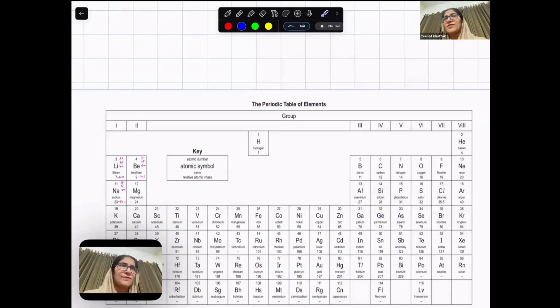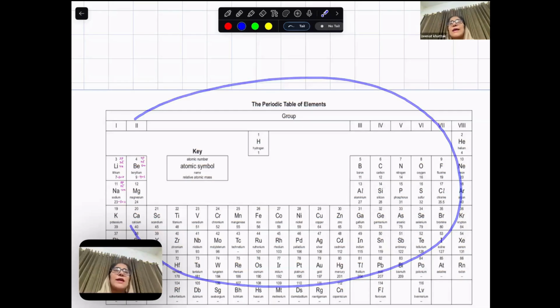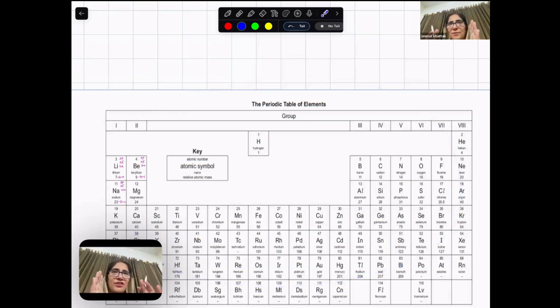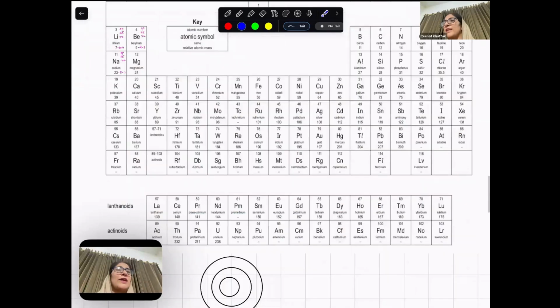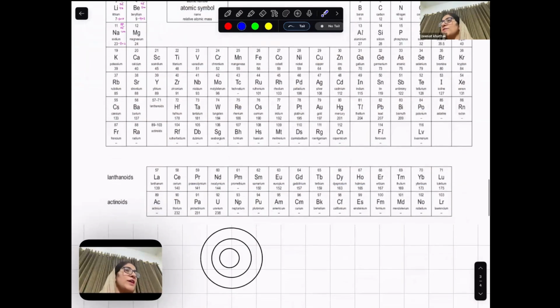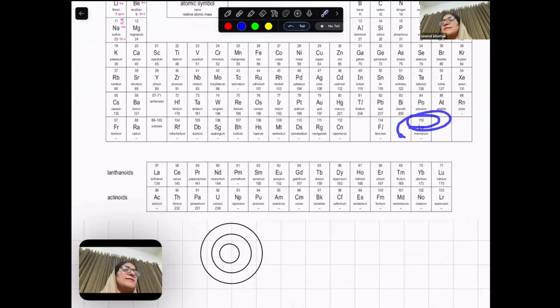Now next, this is the periodic table. The basic information this periodic table is giving to you are the protons, the electrons, the neutrons, and the symbol. These are all the elements, right? Like you can see, there are some 116 elements right now.